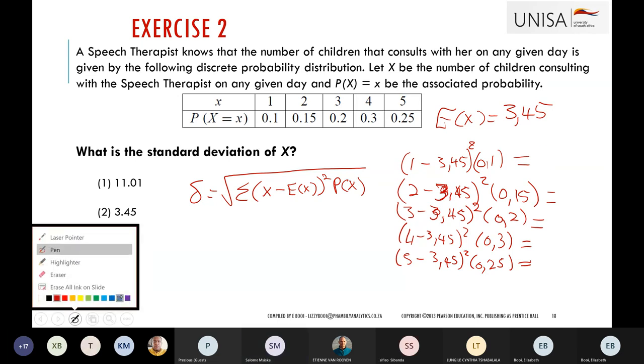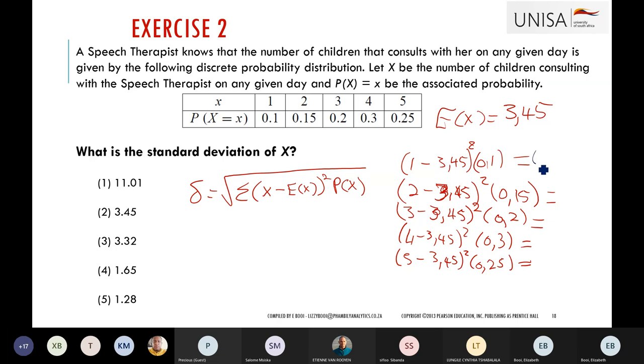0.60025. Yeah, at least leave your answer to 3 to 4 decimals, so it will be 0.6003. The next one, 2 minus 3.45 squared times 0.15 gives 0.3154. We all agree.